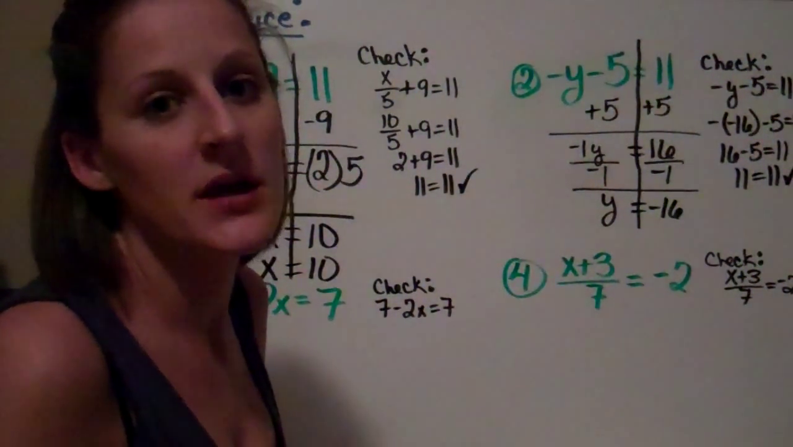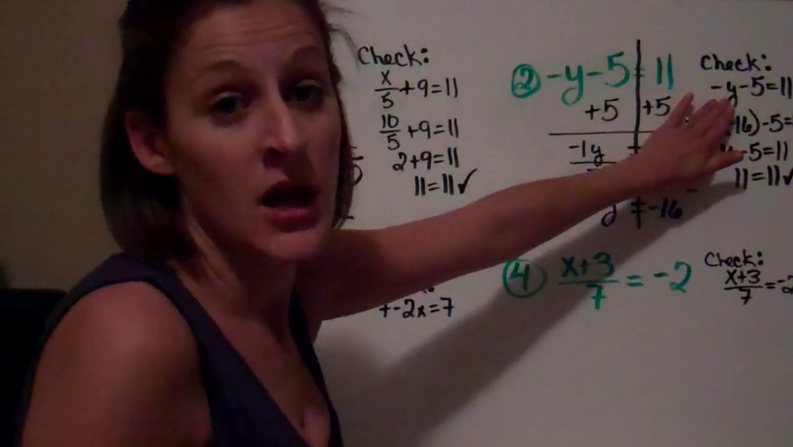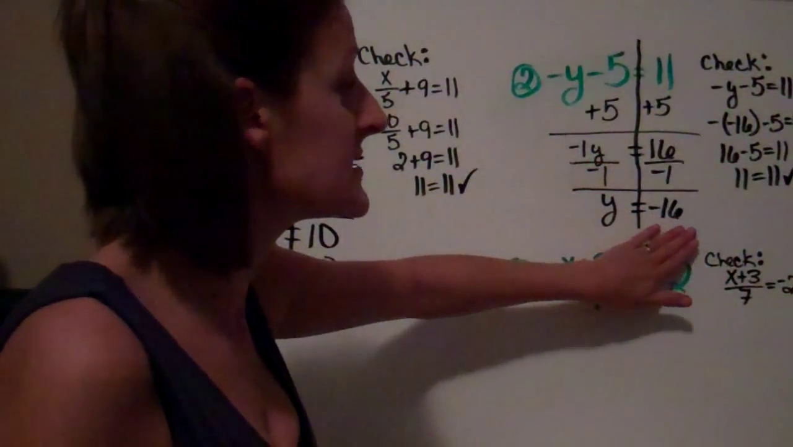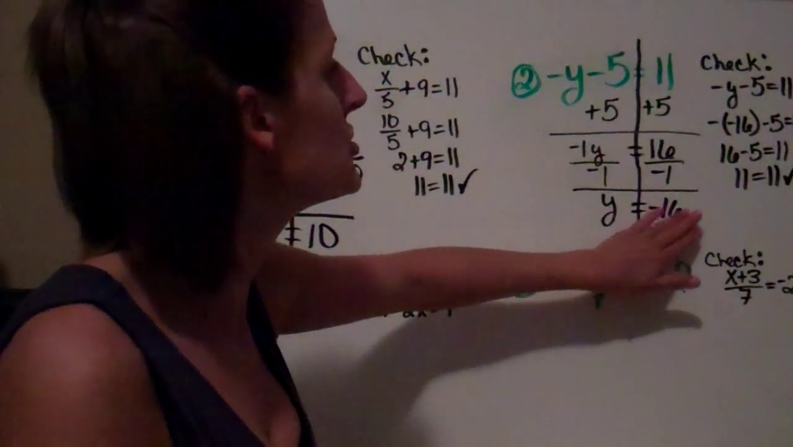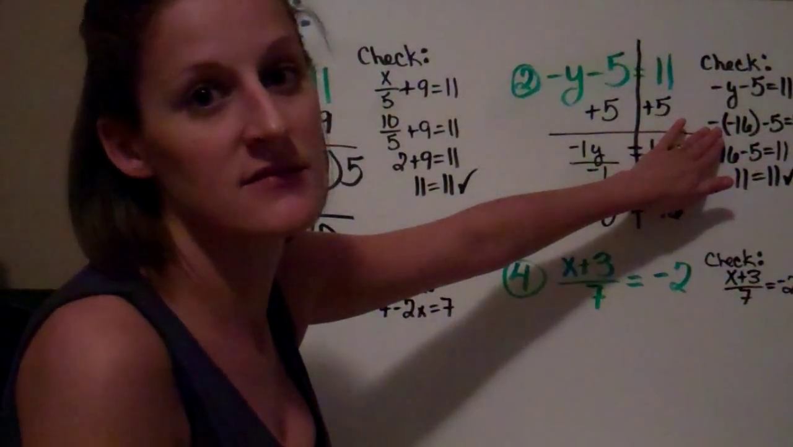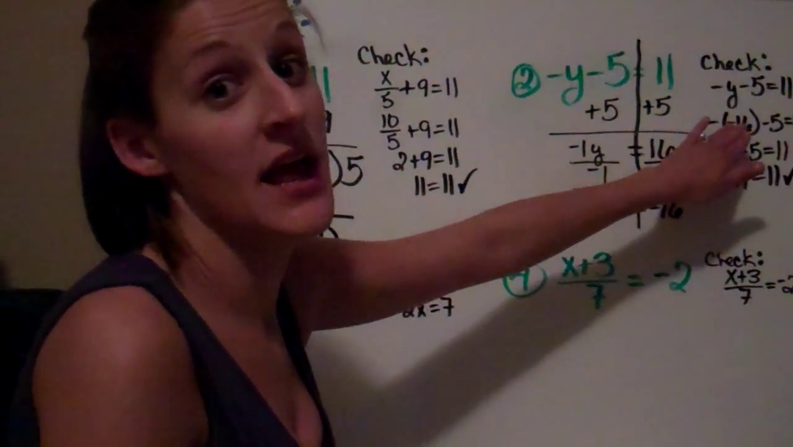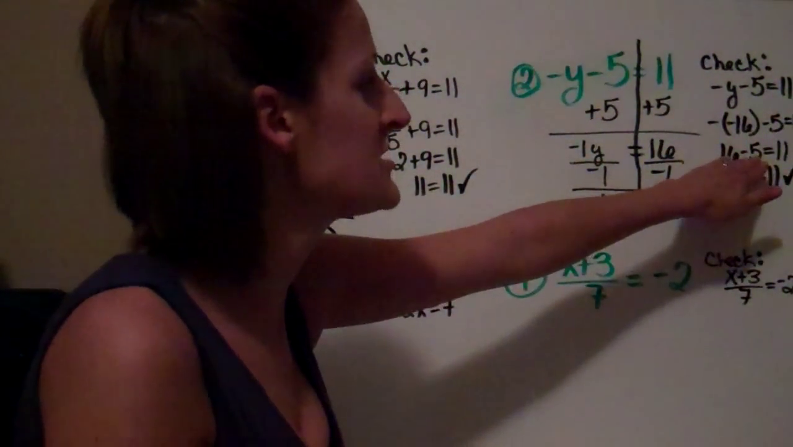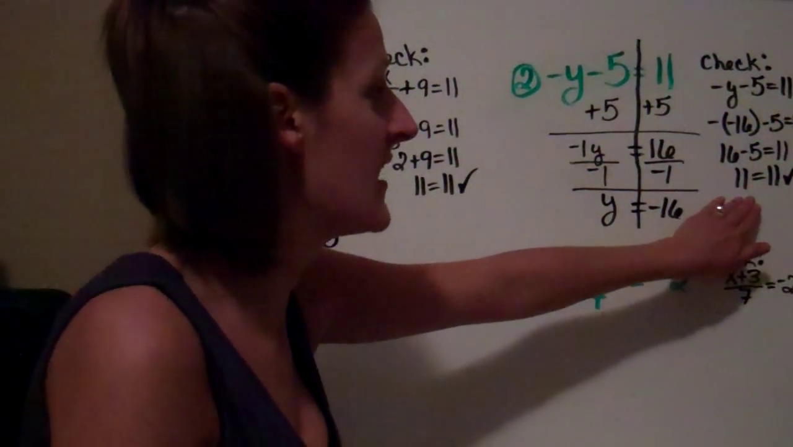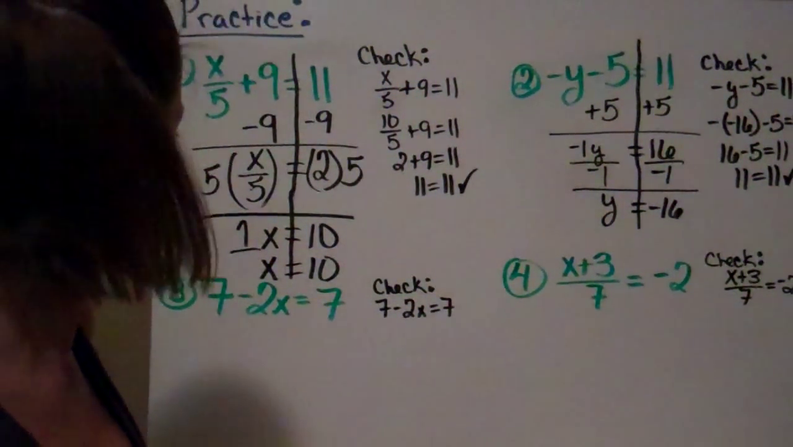Now notice when I plug it back in to check my answer, I have negative y. Now when I plug that in, and negative 16 is negative, so what I want to do is put it in parentheses, so that I know I'm taking the opposite of negative 16. And the opposite of negative 16 is a positive 16. Then I'm subtracting 5 from that, and that's 11. And so since 11 equals 11, my answer is correct.